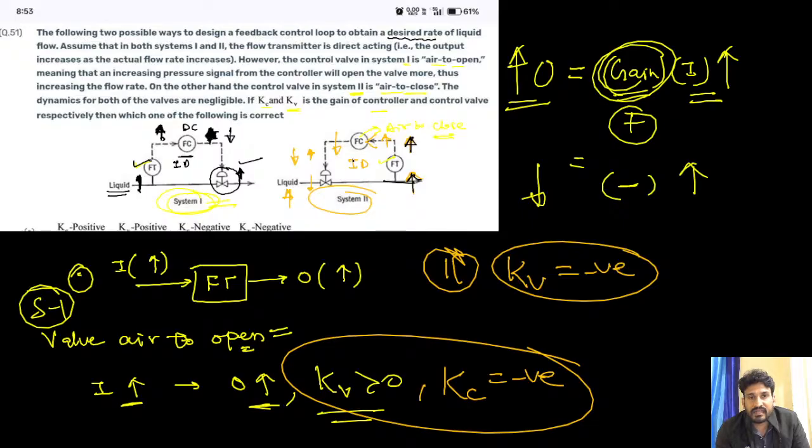If my FC is direct acting, then it gives the increased signal. That increased signal basically is helpful to decrease the flow rate, because it is the air to close valve. So my FC must be direct acting. So input is increasing, output is increasing. In that case, what will be the gain? Gain will be positive. So its Kc will be positive.